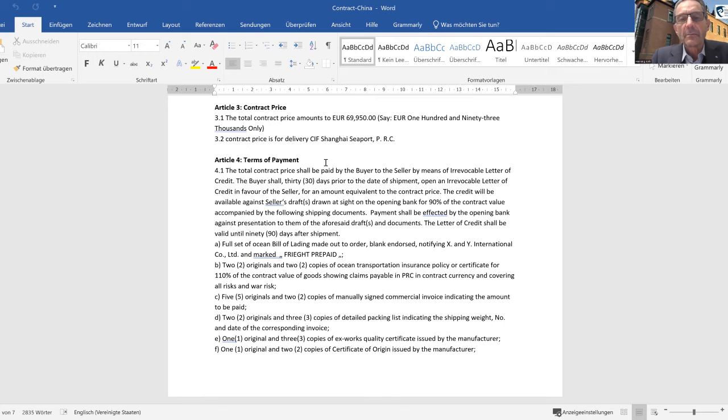Payment shall be effected by the opening bank, that means by the bank of the importer, the Chinese company, against presentation of the aforesaid drafts and the documents. And the documents are now following here in A, B, C, D, E, F, and so on. So you see here the draft and a full set of bill of lading. That is a transportation document.